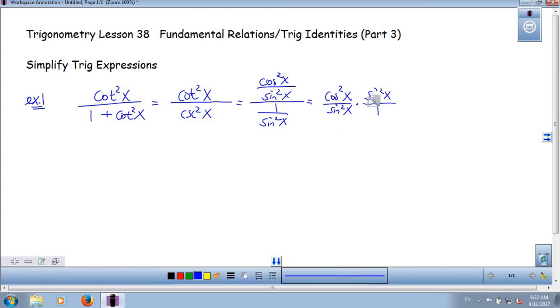As you can see now, the sine square x cancels out, and this is equal to cosine square x. Another way to see it: if you divide this fraction by this fraction, both have the denominator sine square x, so the denominators cancel out with each other. You can see it right here as well, but this is another way to help you see more clearly. So therefore this expression simplifies down to cosine square x. All right. Let's try a few more here.